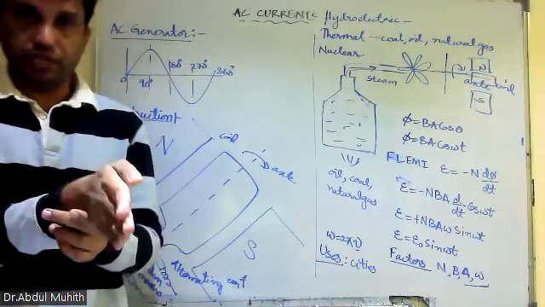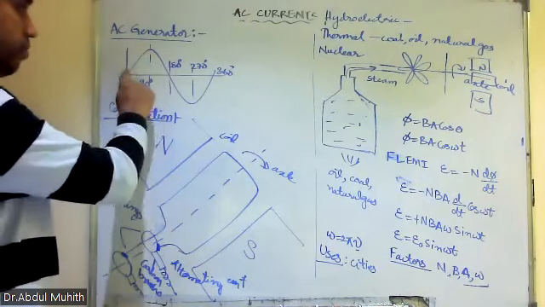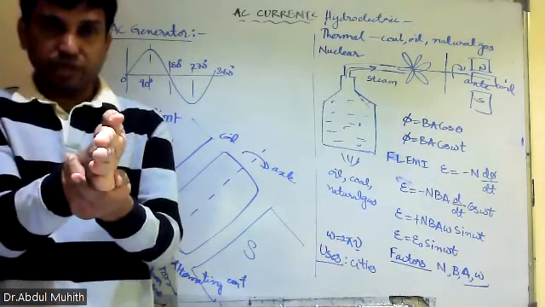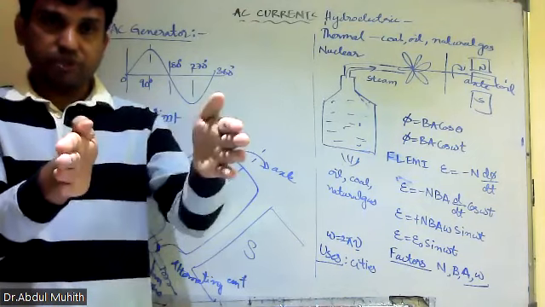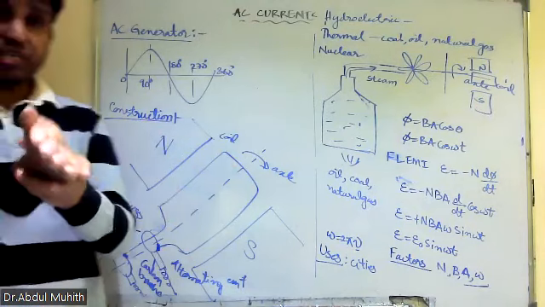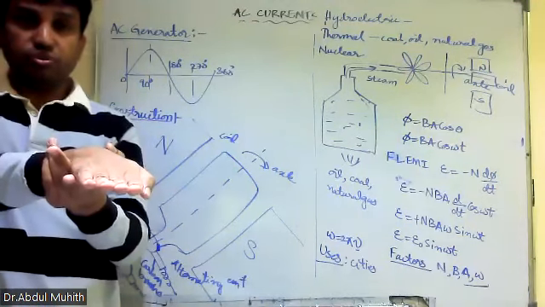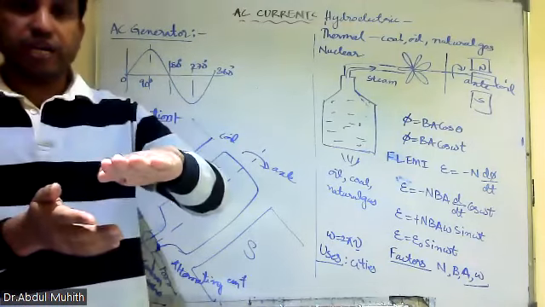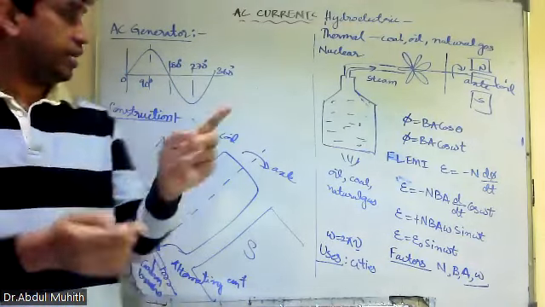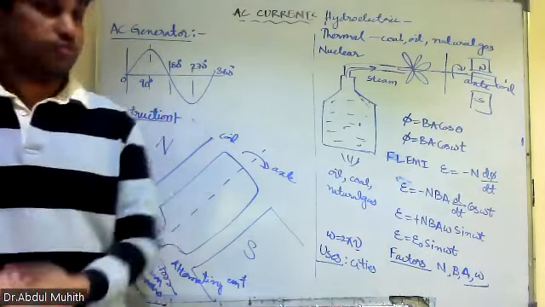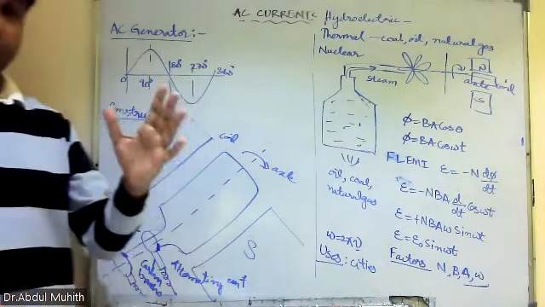From 0 to 90, what will happen? The shape of the curve will be like this. It goes from 0 to maximum because there is maximum torque here, between the 2 magnetic poles of the magnet. Again, from 90 to 180, it will become like this. At 180, when you rotate it to 270, it will become negative, and then it becomes 0 again. So that's what happens in one cycle.